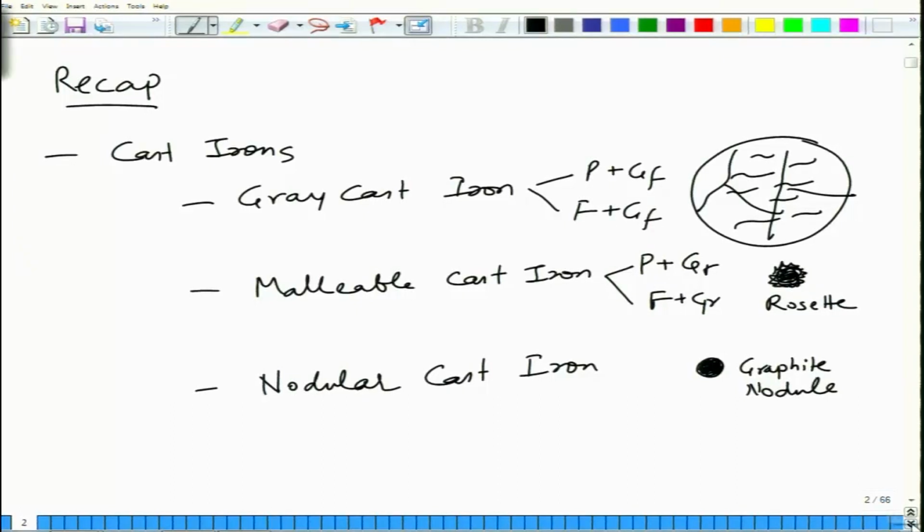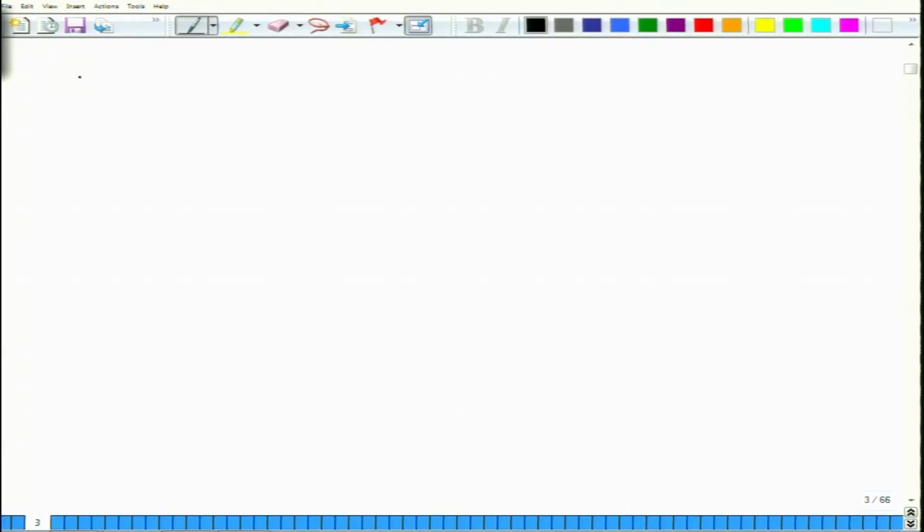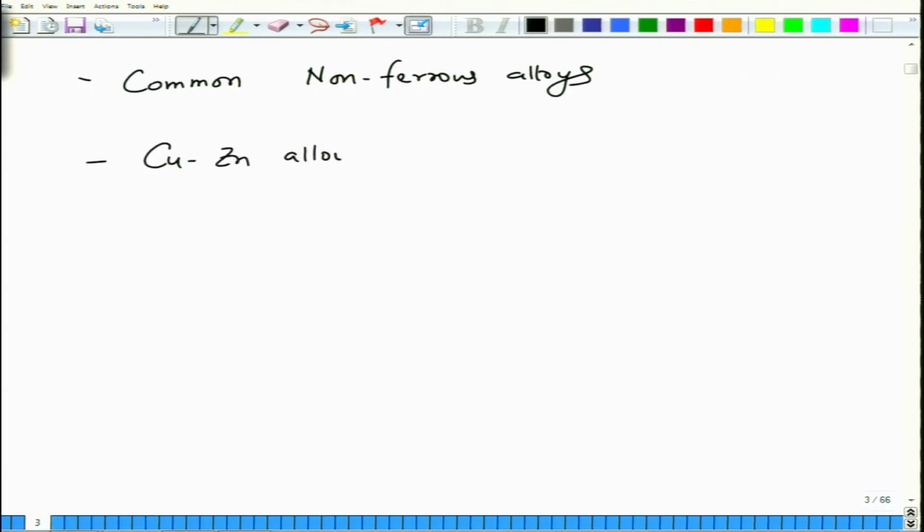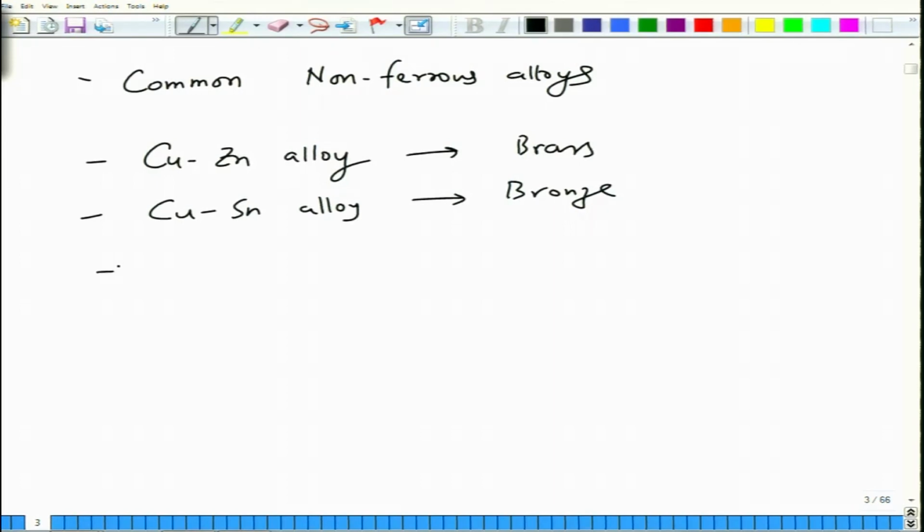In this lecture, we will look at some common non-ferrous alloys. We will mainly look at copper zinc alloys, which are called brass. We look at copper tin alloys, which are called bronze. Depending upon composition you can have a variety of bronzes. We will not get into types of bronzes, we will just look at the phase diagram and some of the reactions in it. And then we have aluminum copper alloys.